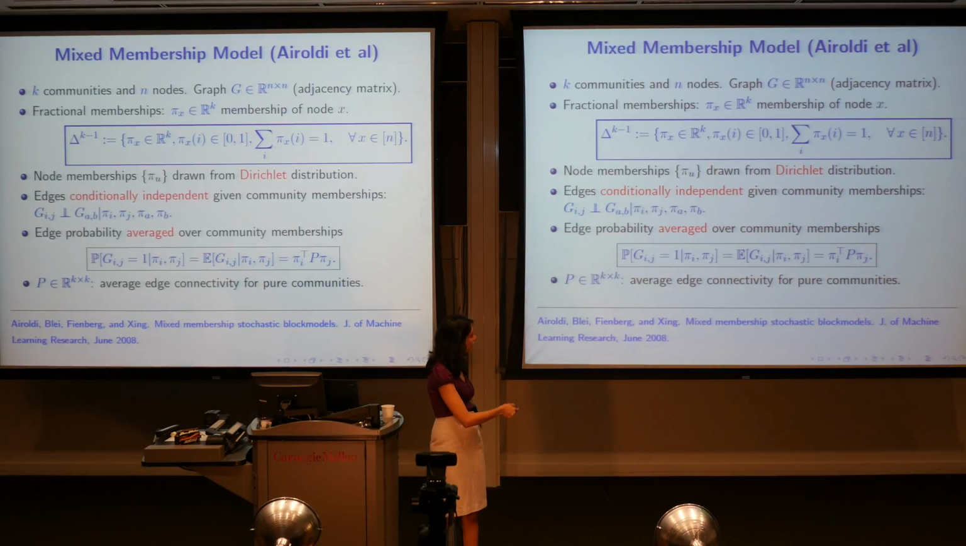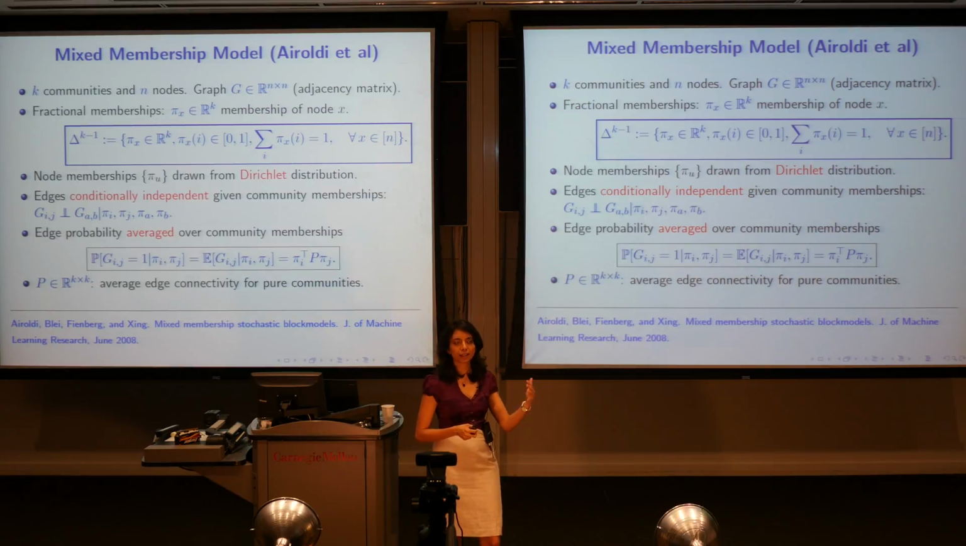And here what we are saying is if they are mixed membership, if the node belongs to now multiple communities, think of it as an average over all the possible, kind of the support of the memberships of the two vectors.